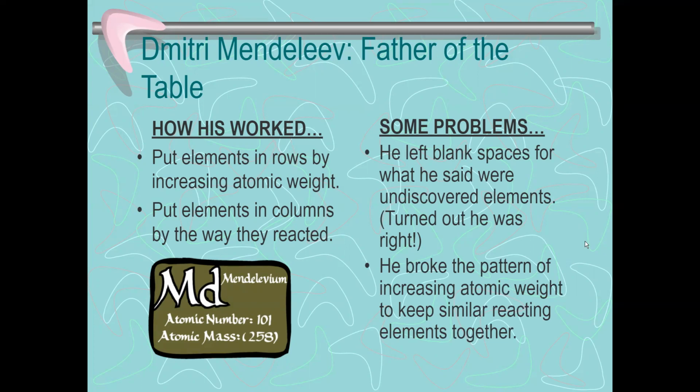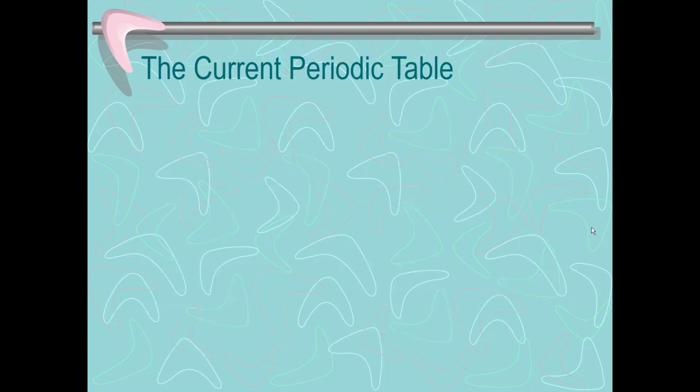And he broke that pattern of just putting them by increasing atomic weight, because he also wanted to put elements that reacted similarly together. So like everything in group 1, because they were very reactive metals. And that wasn't possible if he kept them just by increasing atomic weight. So he did have to make some adjustments.